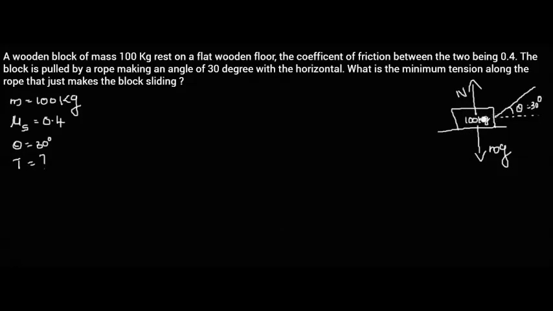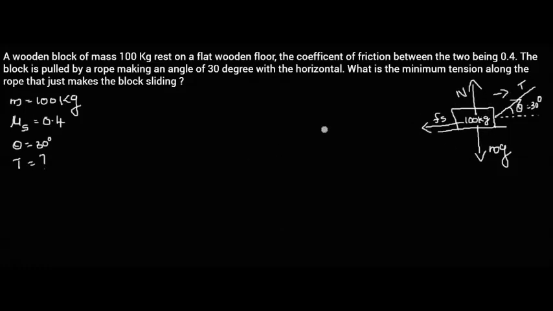So when we are pulling the box with the help of this rope, the box will try to move along this direction. So this is the direction of impending motion. In the opposite direction the frictional force will act. So this will be the direction of the frictional force. And here we have a rope, and the tension of the rope will be acting along this direction. So these are the four forces acting on this object.